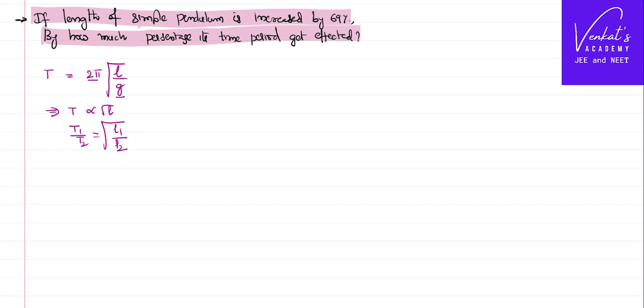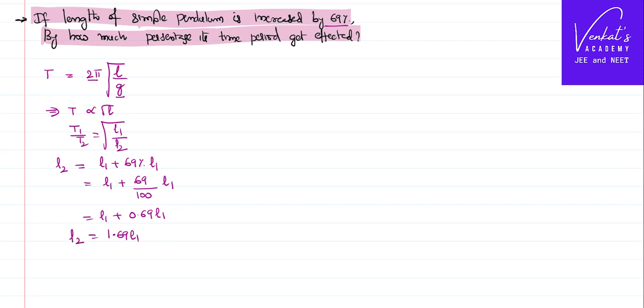Now he is saying if the length is increased by 69%, that means L2 is L1 plus 69% of L1. That's what he meant to say. How much is that? Any percentage can be converted into a number by dividing with 100. So L1 plus 69 by 100 of L1. That is L1 plus 0.69 times L1. If I take L1 common, 1 plus 0.69, that is 1.69 times of L1.